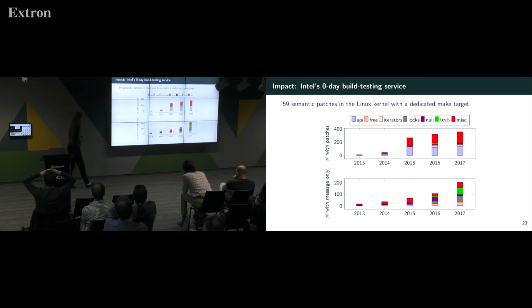This is a zero-day build testing service. It is a continuous integration system offered by Intel. Basically, developers can send their Git trees to this service, and every time they commit something to the tree, the service will run various tests on it, including various tests from Coccinelle.